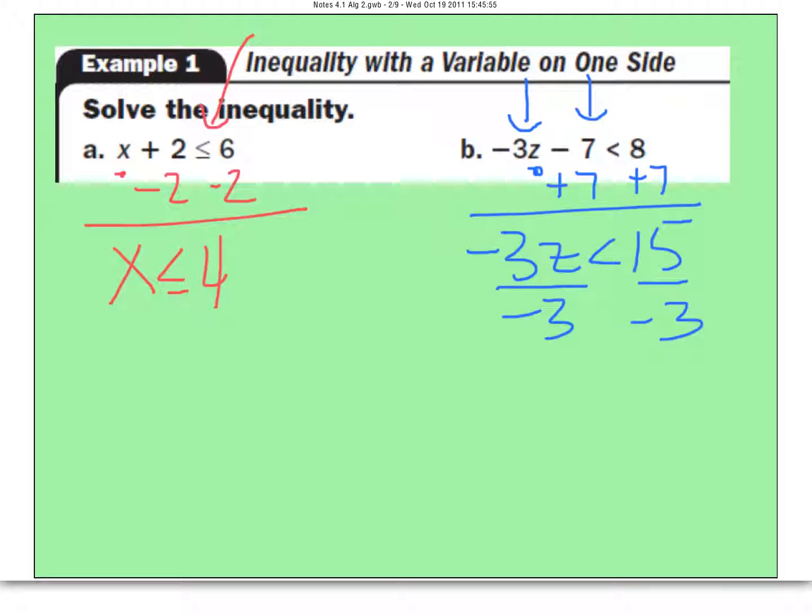Now this is very key. This is a star exclamation point moment. Whenever you multiply or divide by a negative number, you must flip the inequality symbol. So this will change to z is greater than 15 divided by negative 3 is negative 5.